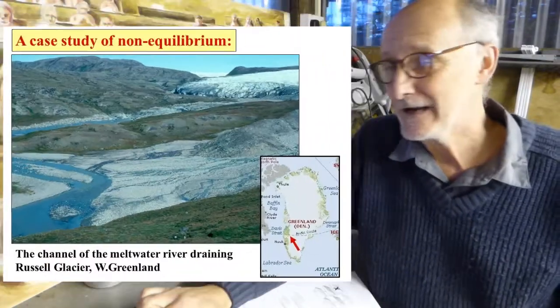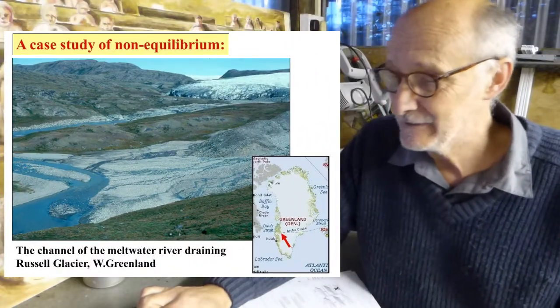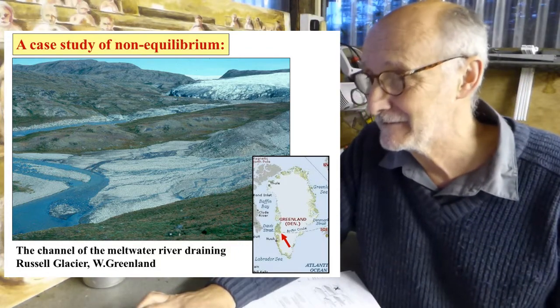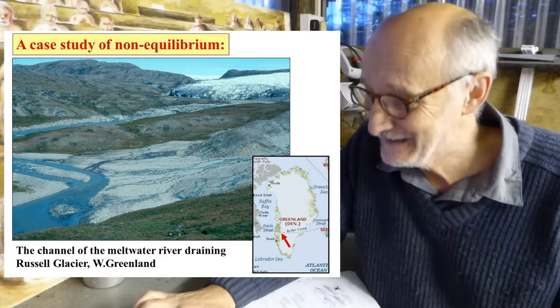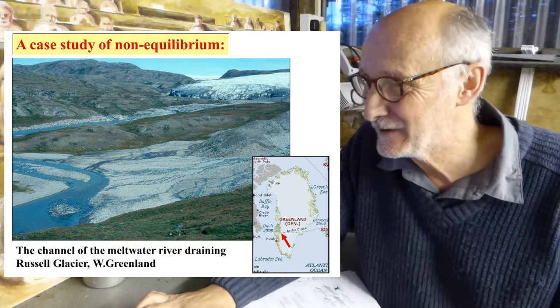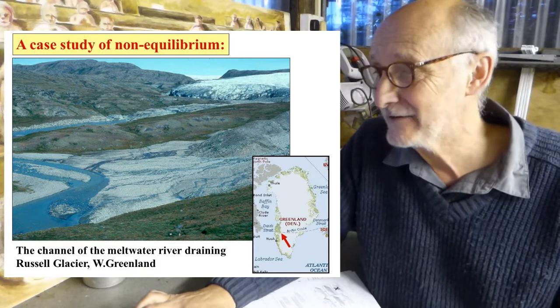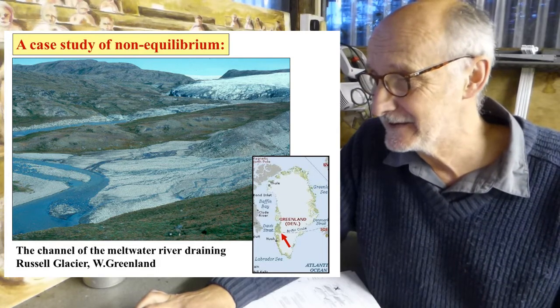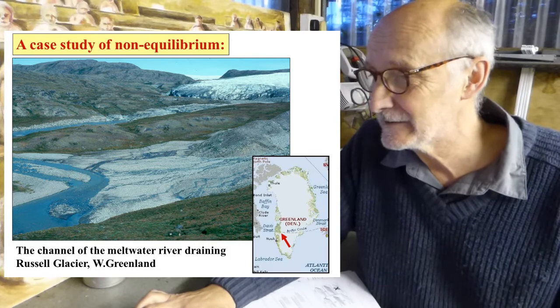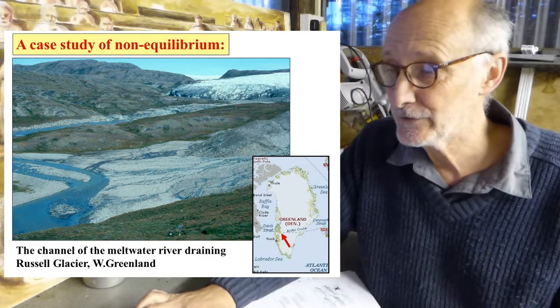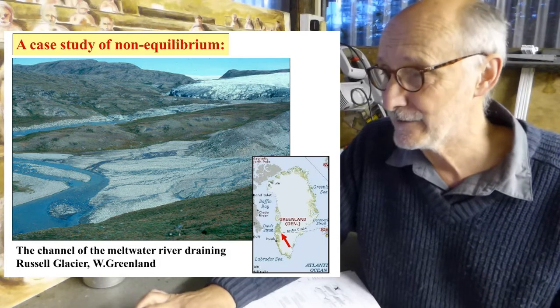So what I'd like to finish off with is this very quick case study of a non-equilibrium situation. This is one of my favourite field sites where I've worked over many, well, I was going to say many years, but it's many decades. It's at the Russell Glacier, which is an outlet glacier of the Greenland ice sheet, just above the Arctic Circle on the west coast of Greenland. And this is the channel of the meltwater river, which is draining past the Russell Glacier.